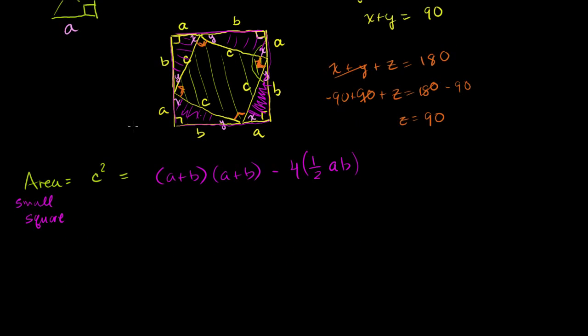Now let's just do a little bit of algebra, which we're pretty familiar with, to simplify the right-hand side of this equation. So a plus b times a plus b: a times a is a squared, plus 2ab, plus b squared. And then we have minus 2ab, right? 4 times 1/2 is 2. So these cancel out. 2ab minus 2ab, we're just left with a squared and b squared. So the area of this inside square, which is c squared, is also equal to a squared plus b squared.